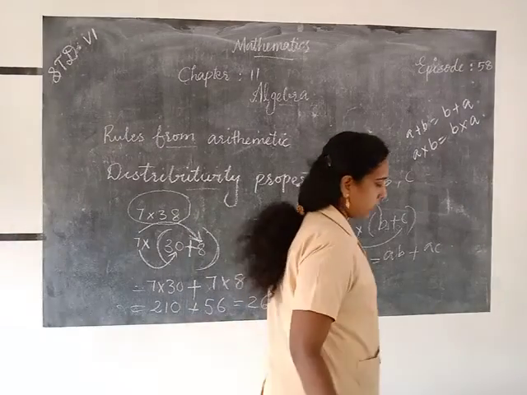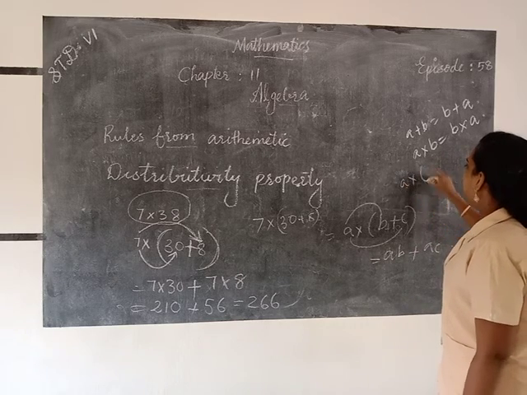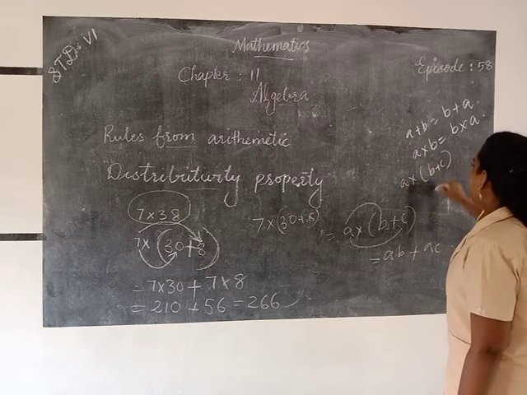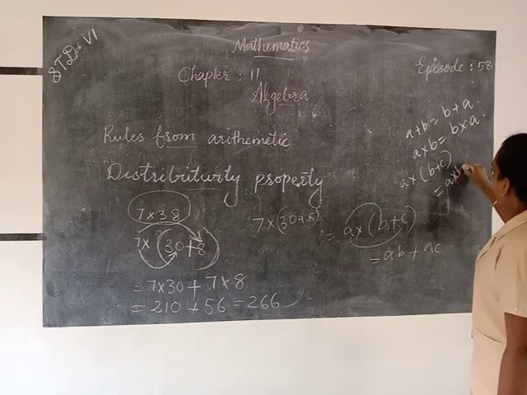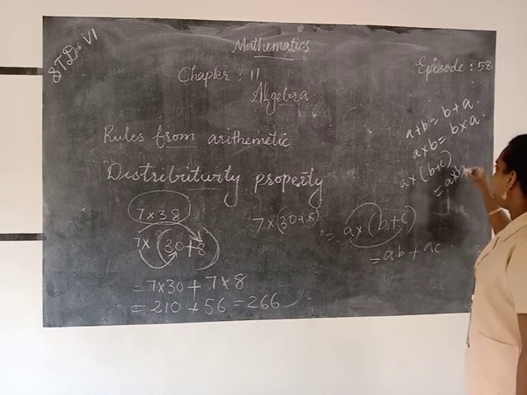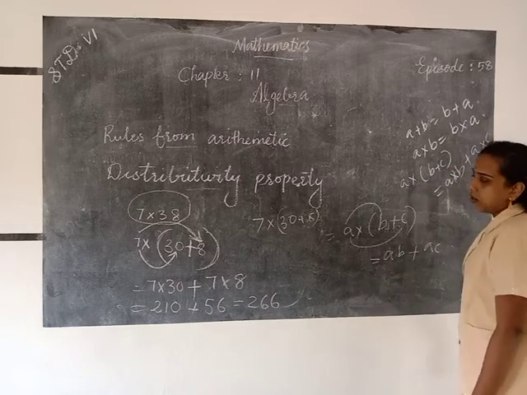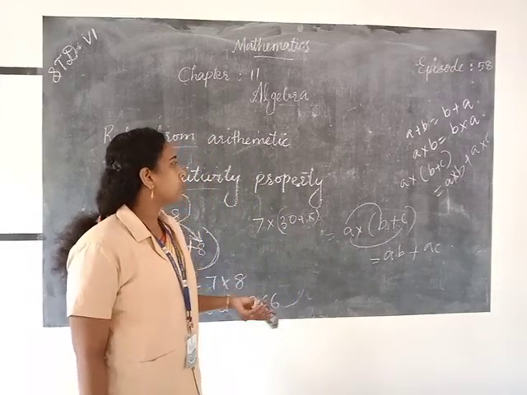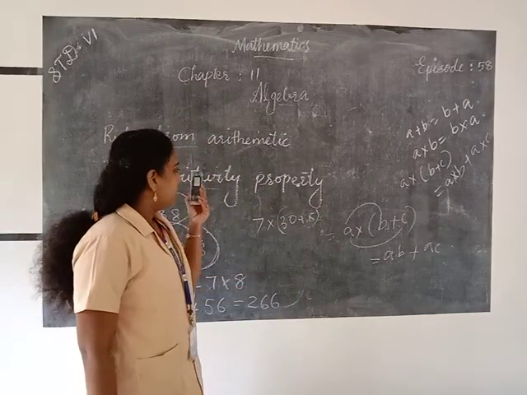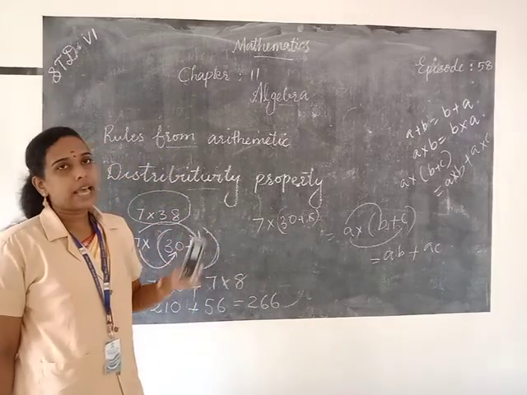So A into B plus C is equal to A into B, that is AB, plus A into C. So this is called the distributivity of numbers. So we can express the properties by using variables like this.